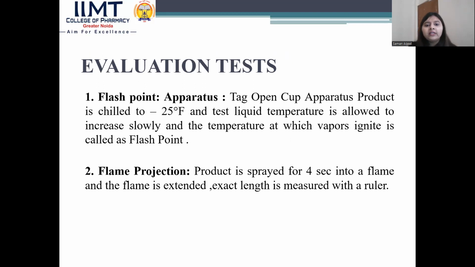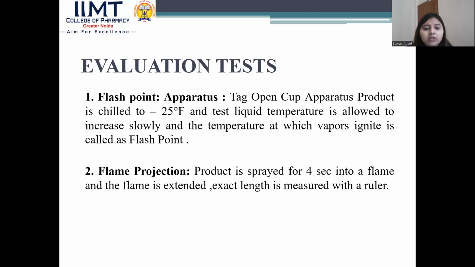Now the evaluation tests of aerosols. Once you have developed aerosols, how would you evaluate these aerosols? First one is the flash point apparatus. In the Tag open cup apparatus, the product is chilled to -25°F, and the test liquid temperature is allowed to increase slowly, and the temperature at which vapor ignites, that is burns, is called the flash point.